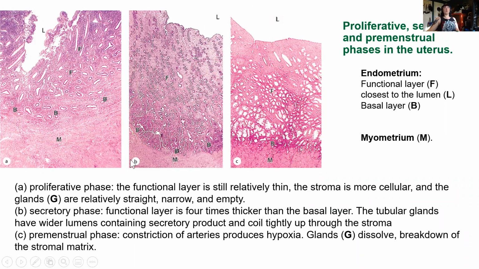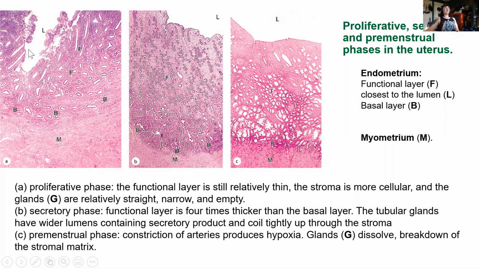Okay, so what do the layers look like during those different phases? So here we have the proliferative phase. You can see the muscularis here, and then if you look closely, you can see the little line between the muscularis and the endometrium. This is the basal layer or stratum basalis. This is the regenerative portion, so it contains stem cells that give rise to what's above it.